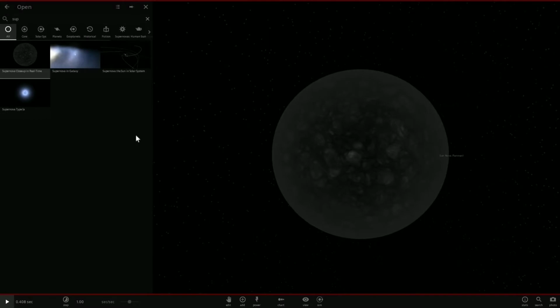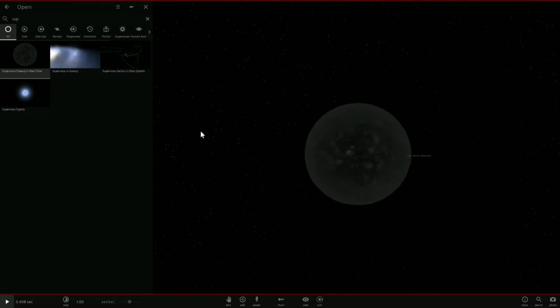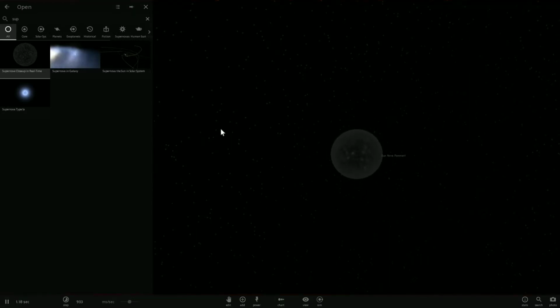And first, let's just start by looking at different simulations we have for different supernovas in this game. There's actually only 4 available to us, and there's one called Supernova Close-Up in real time, and there's another one called Supernova Type 1A. We're actually going to take a look at this one in a second. But here, basically, let me just define what a supernova is.